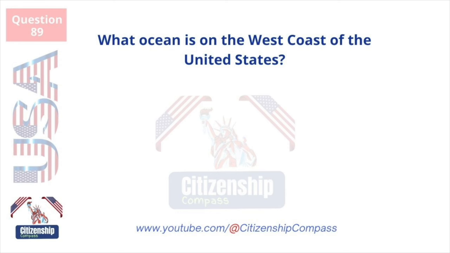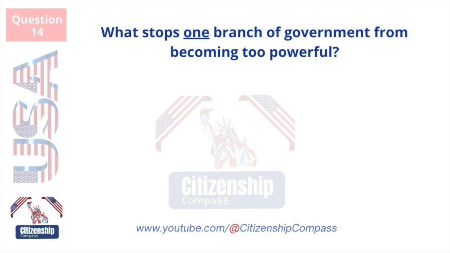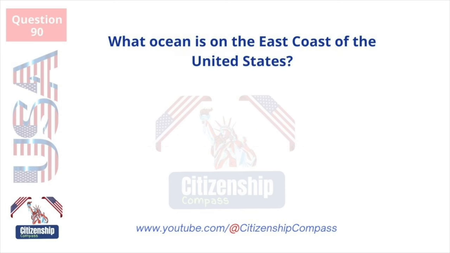What ocean is on the west coast of the United States? Pacific Ocean. What stops one branch of government from becoming too powerful? Checks and balances. What ocean is on the east coast of the United States? Atlantic Ocean.